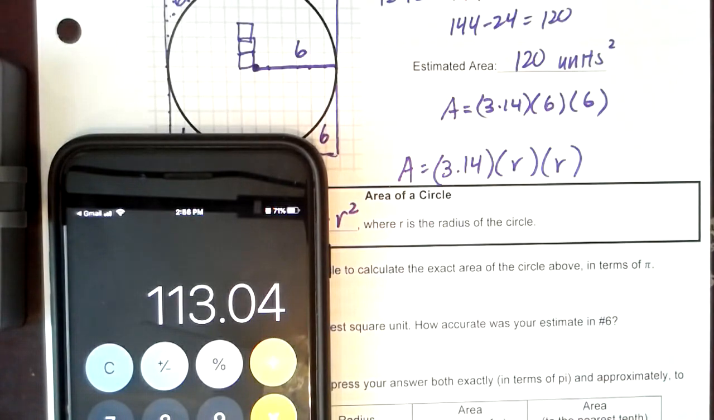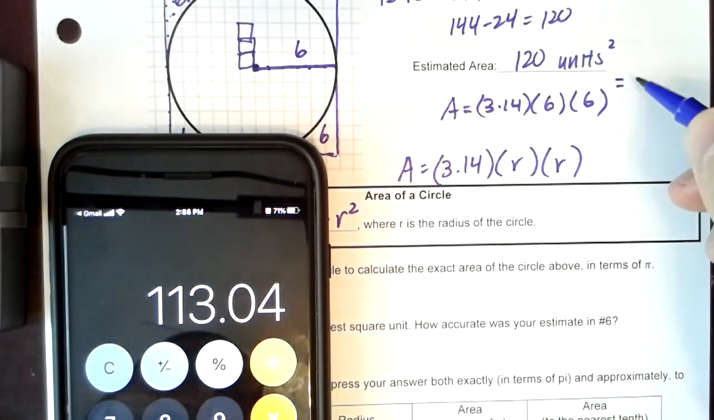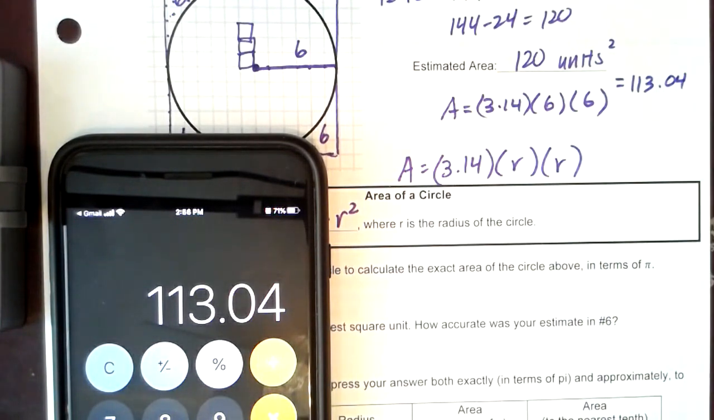113.04. So I'm a little disappointed that our estimated area was not accurate enough. It's probably because I overestimated something, and the actual area is 113.04. So this is a little bit off.